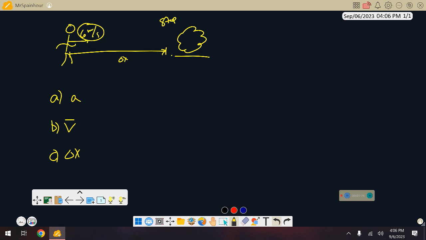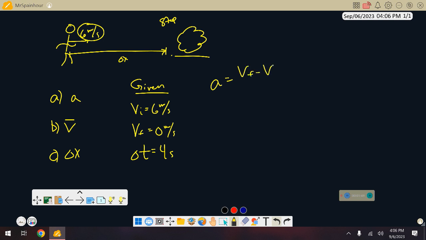All right, so within our givens, usually you have to write that, but I'm going to. We would have velocity initial is 6 meters per second. Velocity final is 0 meters per second. And the amount of time is, of course, what did I just say? I think it's 4 seconds. If I didn't, that's what I'm using. And part A is find acceleration.